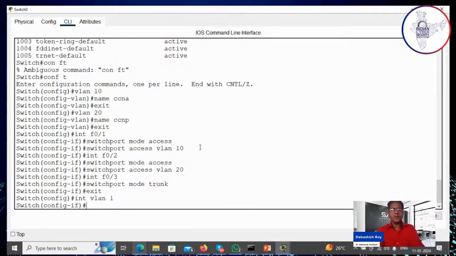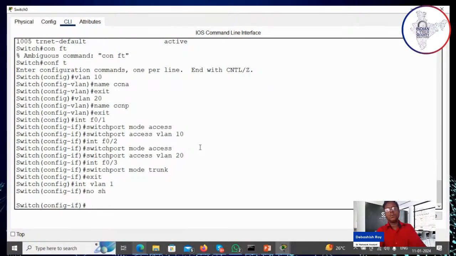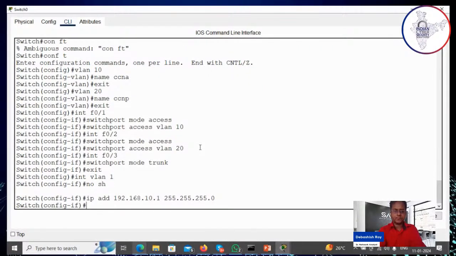Now you have to give an IP address to the switch because it needs to communicate with the router. So just give the no shut command. And now you give the IP address, say IP address 192.168.10.1. For now I'm giving the default mask, but you can give any other mask. And 10.1 is the switch's IP.